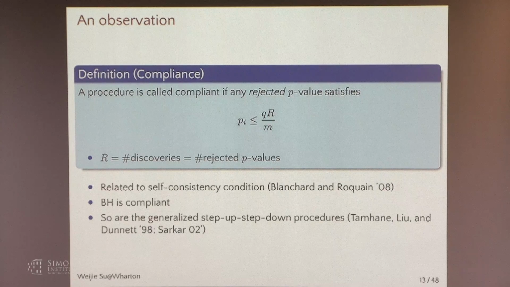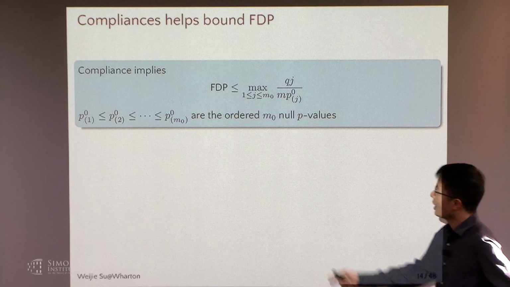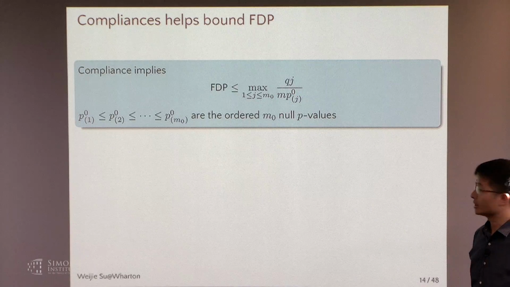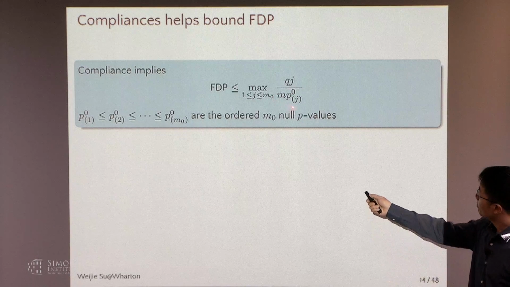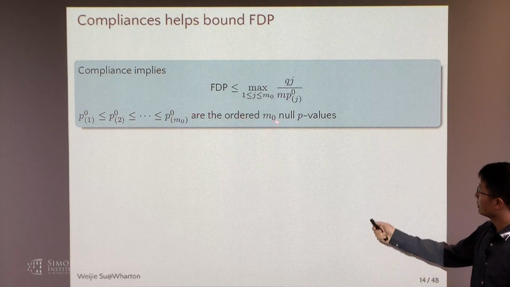Actually, this is a special example of the self-consistency condition proposed by Blanchard and Roquain. Here, by definition, you see BH is compliant. And many variants of BH actually are also compliant. It's almost a very natural definition. The compliance actually immediately implies some property on FDP. FDP is always bounded by this quantity. So p_0(1) to p_0(M0) are all the ordered null p-values.